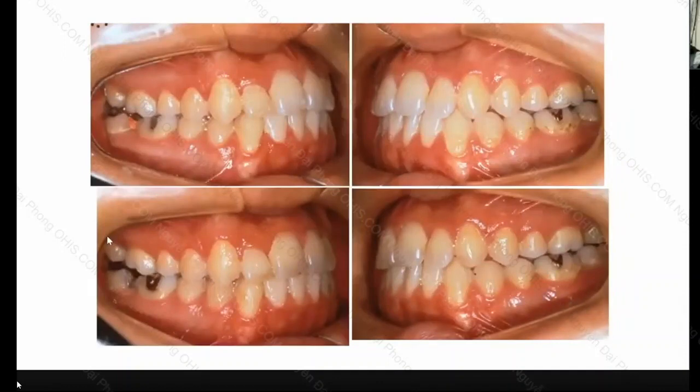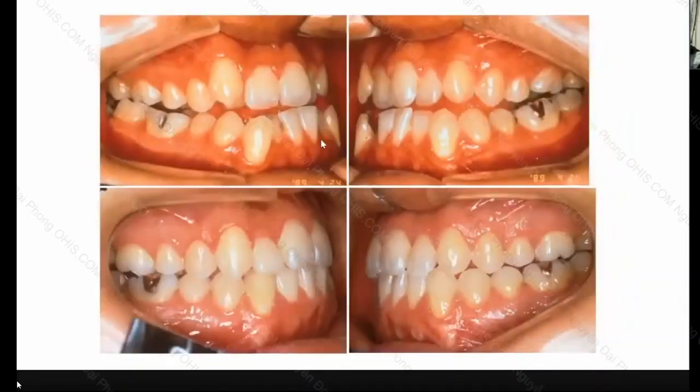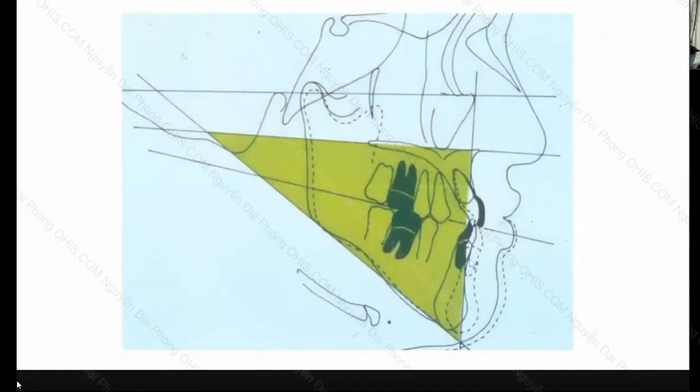Before and after. This is the superimposition. Maybe you can see this mandible, the repositioning backward, maybe 3 millimeters, 3-4 millimeters, the mandible adapted to the backward position. Good.